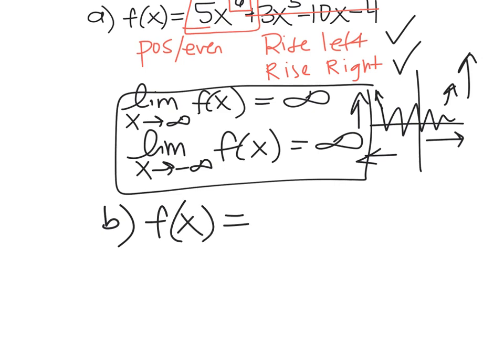Yeah, we really do. All right, f of x equals negative x to the 4th plus 5x cubed minus 7x to the 9th.